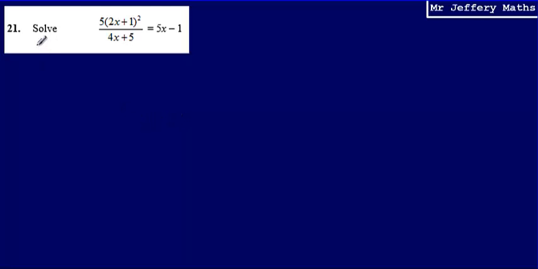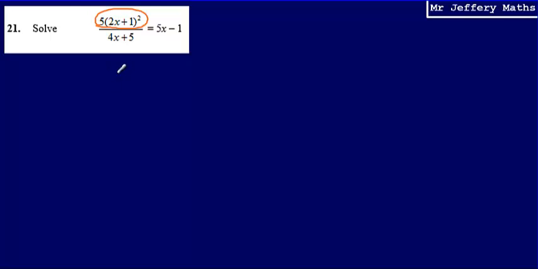This is question 21. Here I'm asked to solve 5(2x + 1)² divided by 4x + 5, which is equal to 5x − 1. So the first thing that I'm going to deal with here is this term on the top of the fraction, 5(2x + 1)². What I'm going to do is expand these brackets and then deal with what's left.